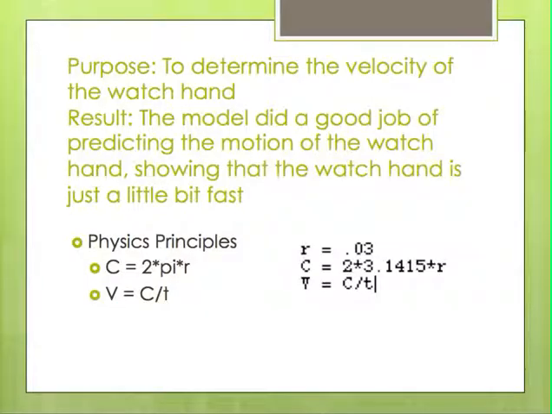The purpose of my lab was to determine the velocity of a watch hand, and the result was that the model did a pretty good job of predicting the motion of the watch hand, showing that the watch hand is just a little bit fast. Now I'll show you a video of this watch hand that I track later on.